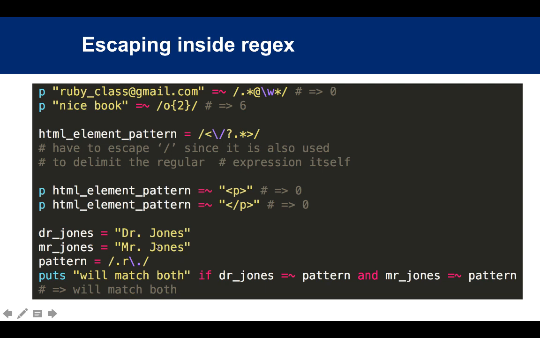Let's see some more examples. Let's say you want to have Dr. Jones or Mr. Jones. In this case, the issue is that the dot is usually a special character, so you have to escape it by having a backslash dot. And that would match Mr. or Doctor with a dot.